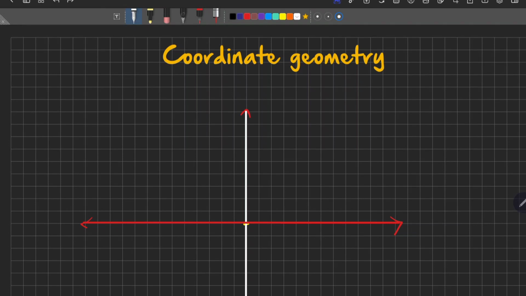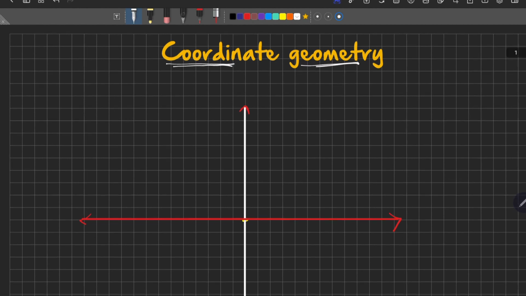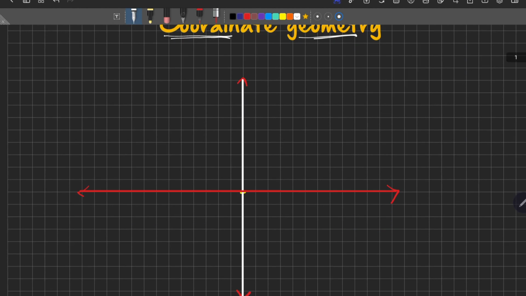Hi everyone, now I am discussing coordinate geometry. So what is meant by coordinate geometry? Discussing the geometrical ideas with reference to the coordinate system. Imagine it's a plane, the plane divided into four equal parts.